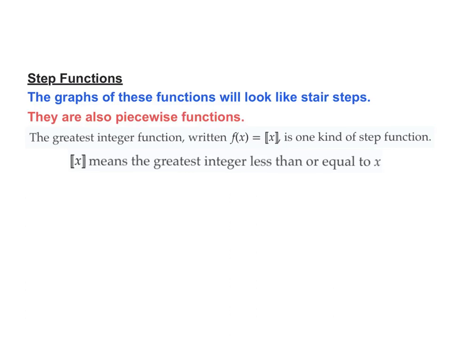Okay. So the output value of the greatest integer function will always be an integer. It will never give us an output value that's a fraction. It will never give us an output value that's a decimal. And it will never give us an output value that's bigger than the number that's inside those little brackets. Okay?